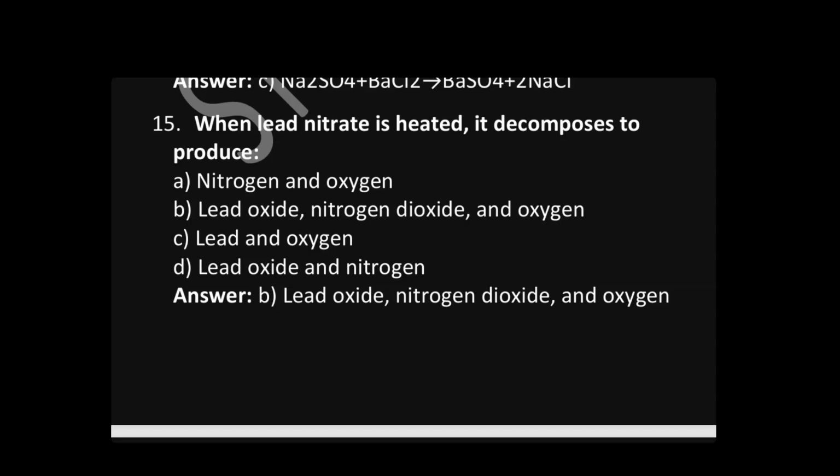When lead nitrate is heated, it decomposes to produce... Lead nitrate means Pb(NO3)2. When it is heated, it decomposes to produce lead oxide plus nitrogen oxide and oxygen. So which one is the right answer? Lead oxide, nitrogen oxide and oxygen. B is the right answer.